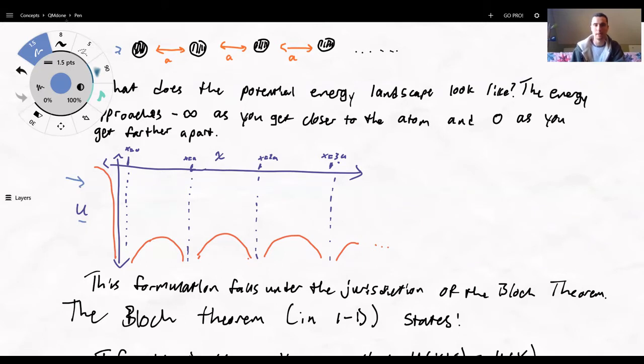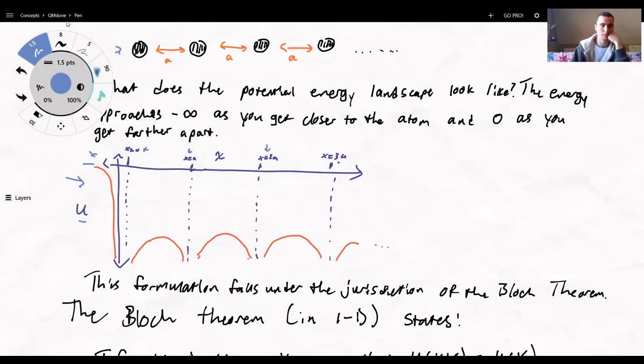You can see there would be an atom here at x equals 0, one at x equals a, one at 2a, etc. Also note that if there are no atoms here, the potential energy goes to 0, because it has no willingness to be in one place or another. So what you get is these parabolic shapes as you get closer and closer to the atoms.